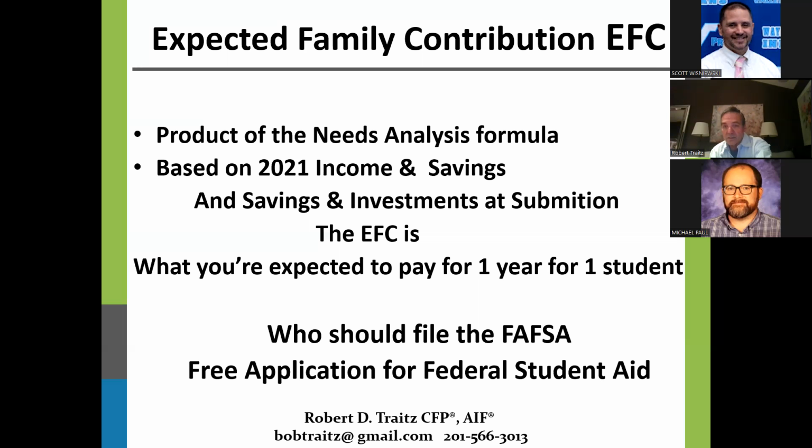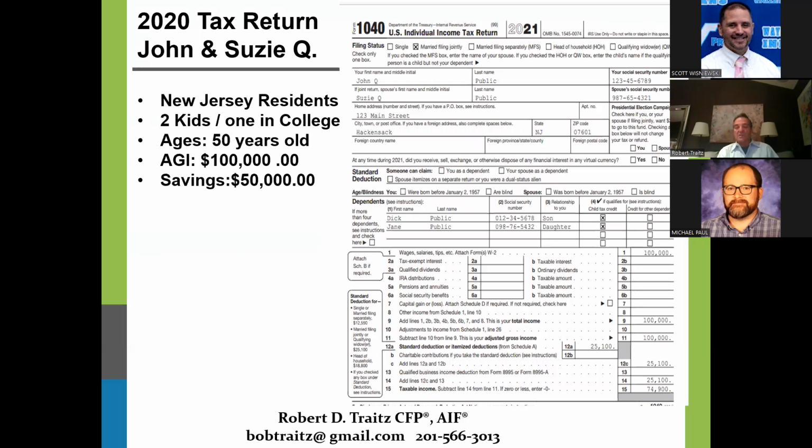Now, this is where I think the FAFSA gets interesting. This is a copy of the 2021 tax return. The information they're going to base your financial aid package on is from line 11 toward the bottom of this page. Line 11 is called the adjusted gross income. So I'm going to give an example of how we arrive at an EFC, or expected family contribution.